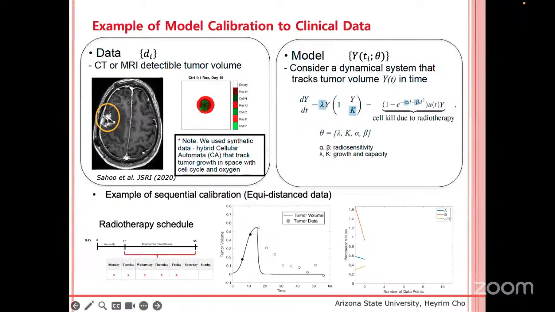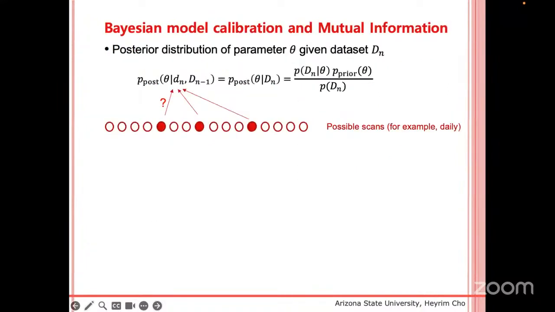But the thing is, we'll have to do this in a sequential manner, right? So here, the black dots are the ones that we use to calibrate the model. And on the right are the model parameters. As we include more data points, you can see the prediction getting more accurate and the parameter values becoming more saturated, converging. However, here I'm giving just equidistant data points. Can we move around these data points to get a better and more accurate prediction earlier?